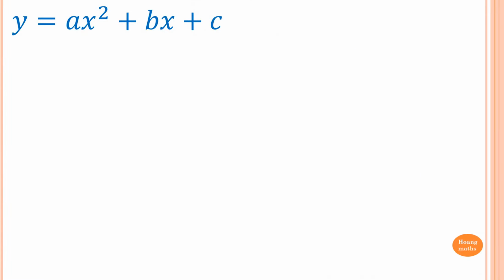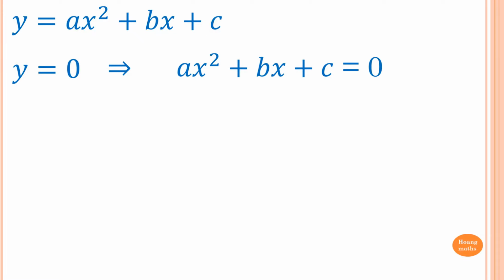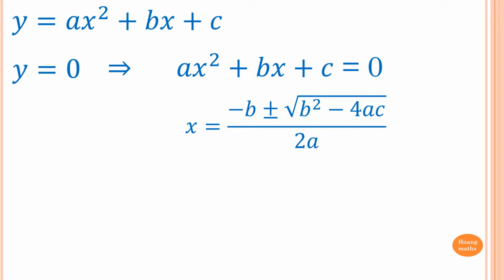Let's say y is equal to ax squared plus bx plus c. To find x-intercepts, y equals 0. So this means that ax squared plus bx plus c is equal to 0. Now to solve this quadratic equation, we use the rule x is equal to negative b plus minus square root of b squared minus 4ac all over 2a.